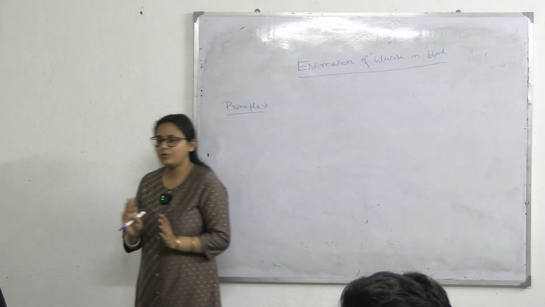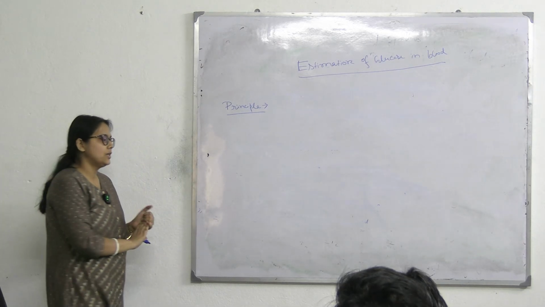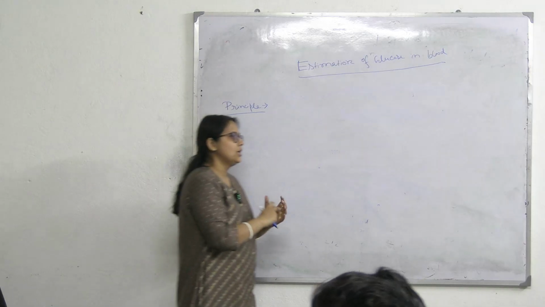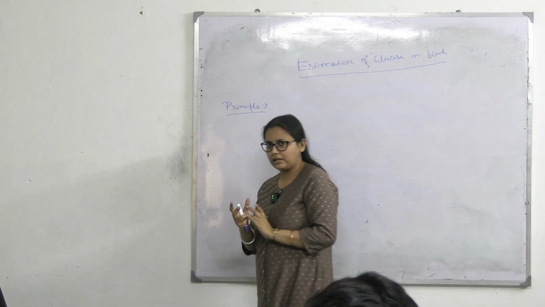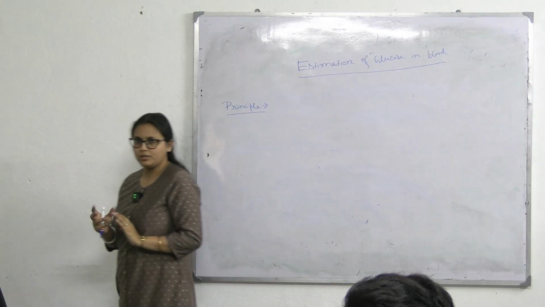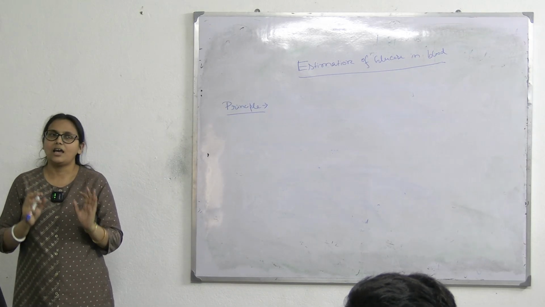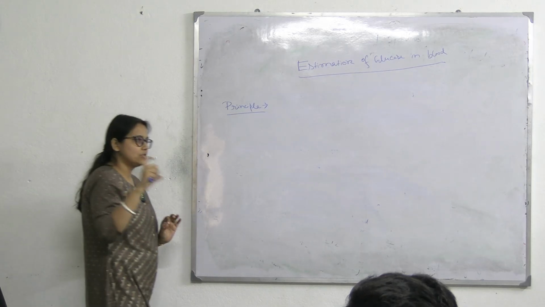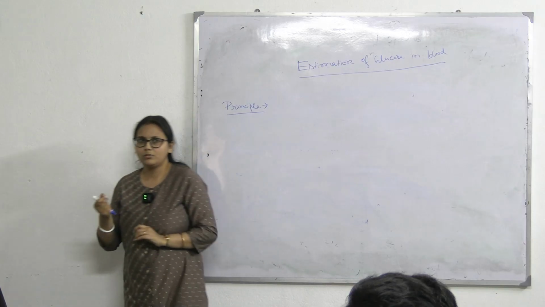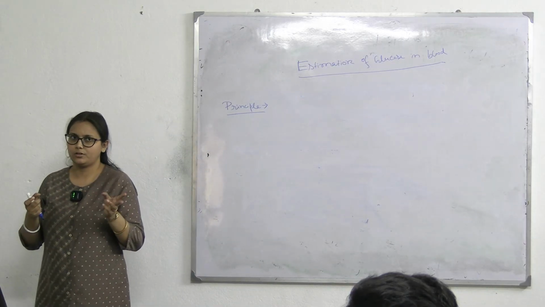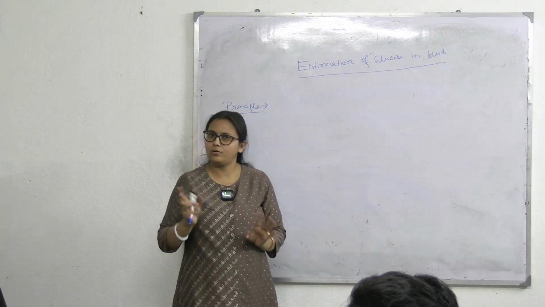From your colorimetry class you already know, if a solution produces color, then we can measure the concentration of that analyte by using colorimetry. So a pinkish red color solution you will get, and you can measure the concentration of that substance by using the colorimeter. Here we use the spectrophotometer. Spectrophotometer also works on the principle of colorimeter.